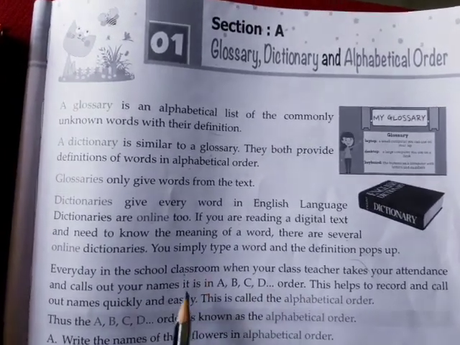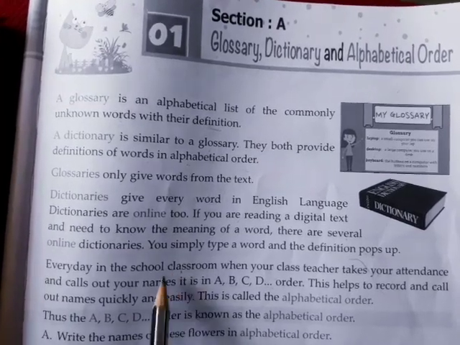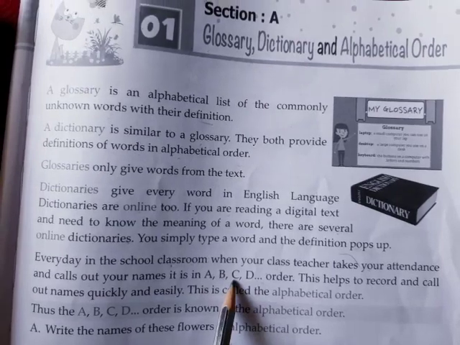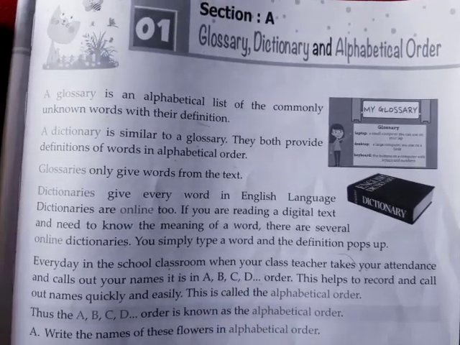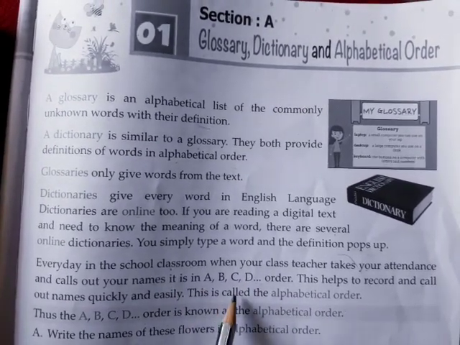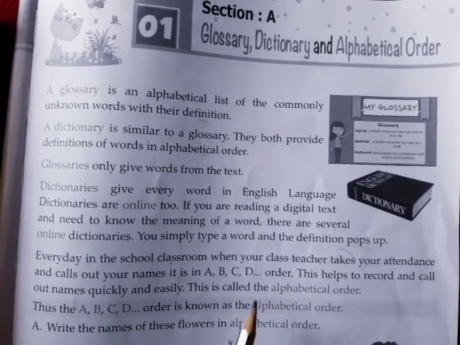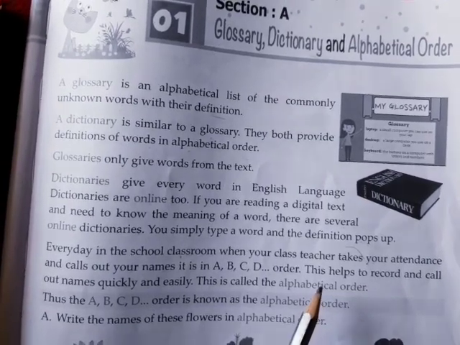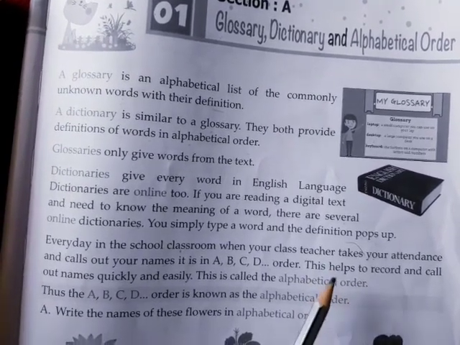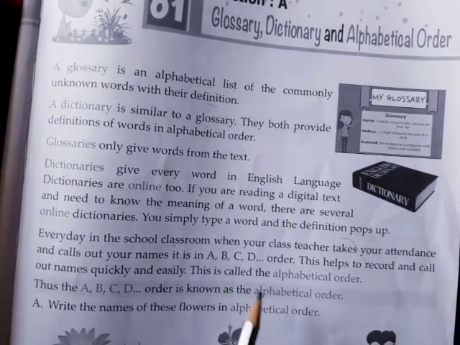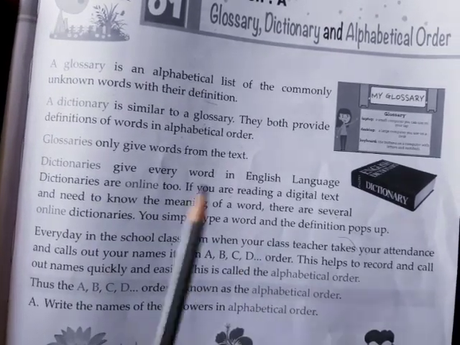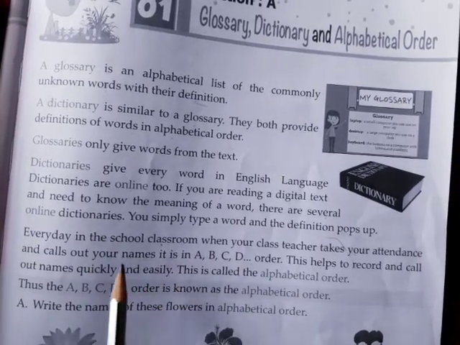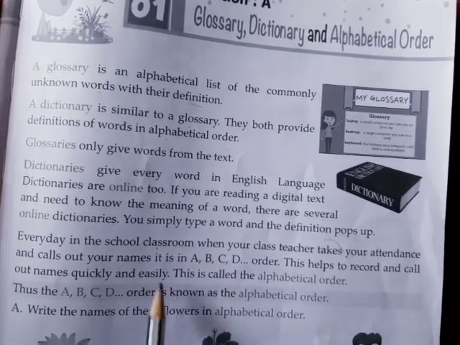It is easy for us to call out their names quickly and easily because I know after A, B will be there. After B, C will be there. So it is easy for us to call out the names. Alphabetical order follows A. After A, B comes. Then after B, C comes, and after C, D comes. It will not be like that, D comes first, and then A comes last, or K comes in between, or K comes at first. Not like that. It has to follow a specific order, like the alphabetical order.